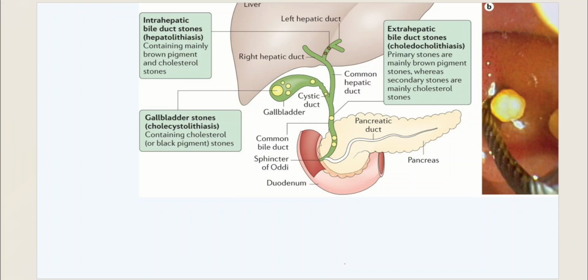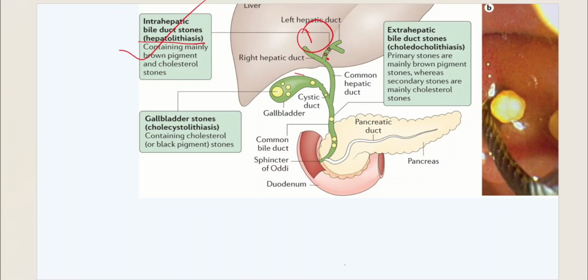Now see this diagram, it shows the different positions of stones. The first one, the stones you can see in the hepatic duct, left hepatic duct. These kinds of stones are called hepatolithiasis, intrahepatic bile duct stone. Hepatolithiasis contains mainly brown pigment stone and cholesterol stone. Second, this is the gallbladder. So here, these are the gallstones. Cholelithiasis, gallbladder stone, contains cholesterol or black pigment stone.